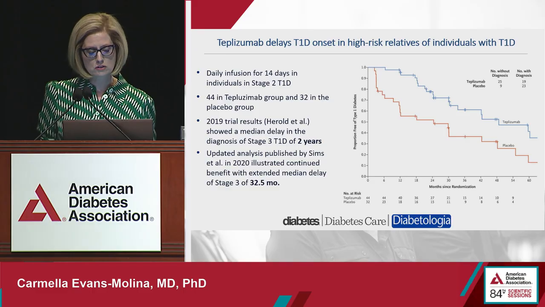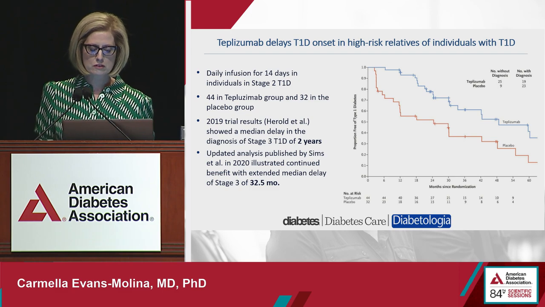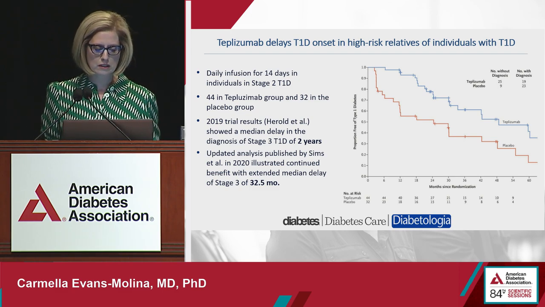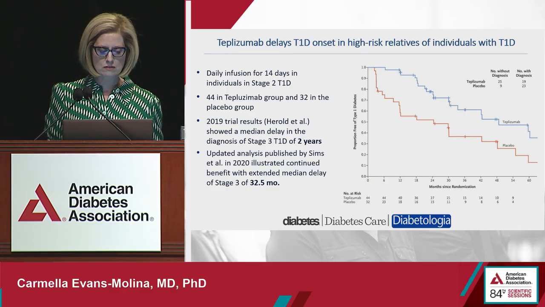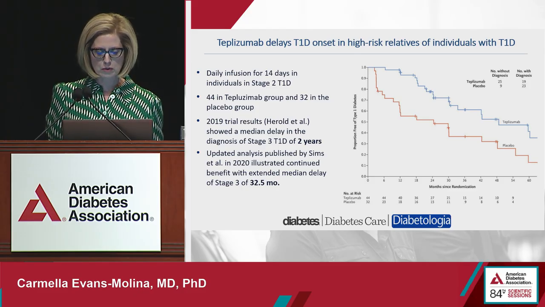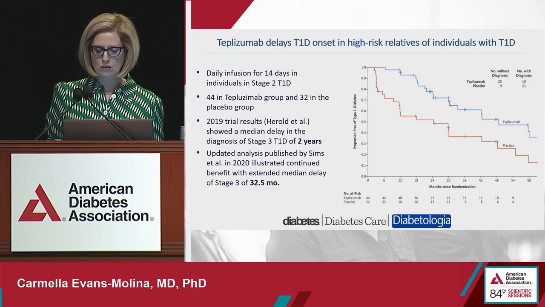It was a very small trial, 44 in the teplizumab treated group and 32 in the placebo group. But when the original trial results were reported in 2019, there was a median delay to stage 3 type 1 diabetes by about 2 years. And this analysis was updated by Emily Sims in 2020 and showed extension of the delay by about 32 and a half months. So this is really, I think, a remarkable achievement in type 1 diabetes, but we still have a long way to go.